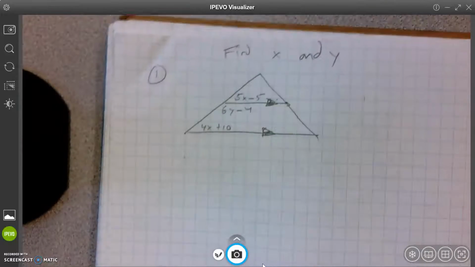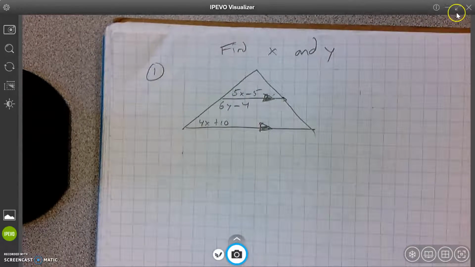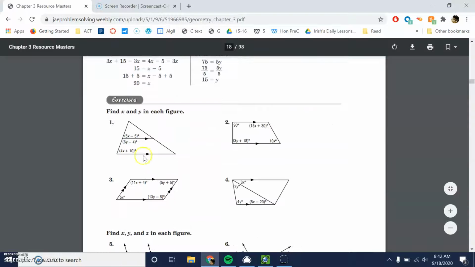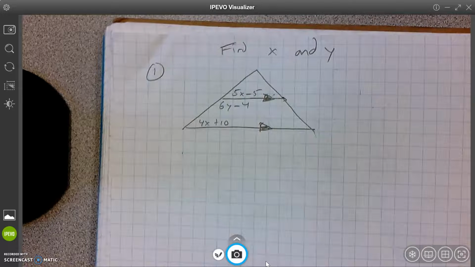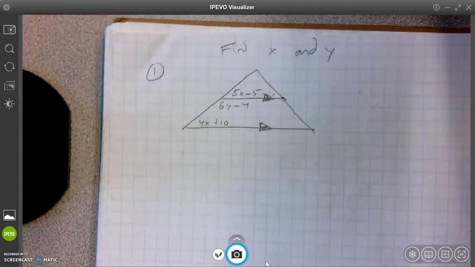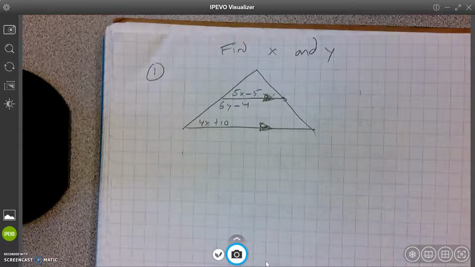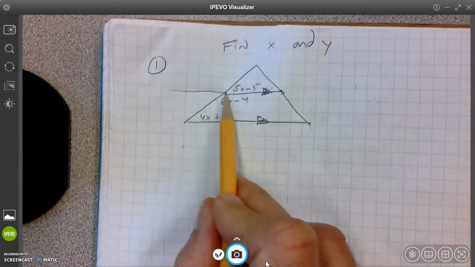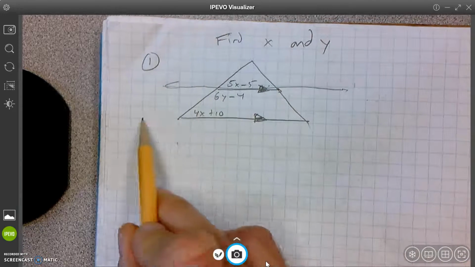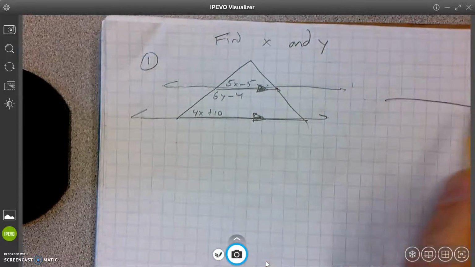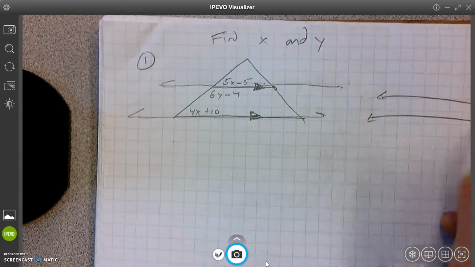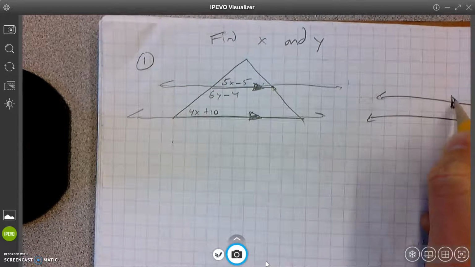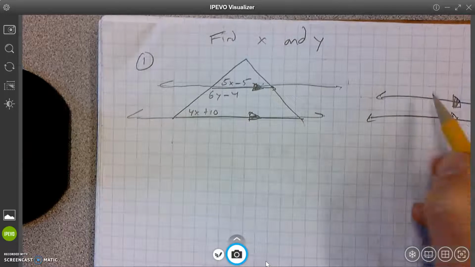Here you go. Next one looks like this. Number 1, let's look at it on the PDF. Number 1 right here. Okay, let's see what's up. So sometimes they're going to put parallel lines and transversals in a different look for you. No problem. So I'm going to find x and y. What I'm going to do is extend these parallel lines and extend these parallel lines. Because they have to be parallel for all of those angle measures to be congruent.